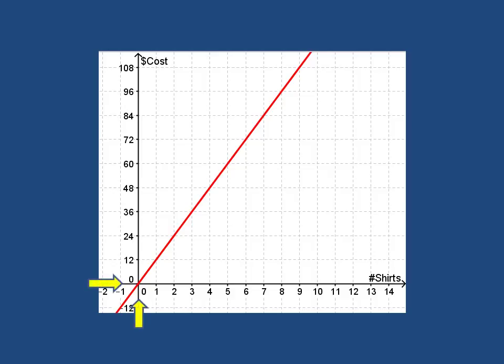If we buy 0 shirts, x equals 0, then of course the cost, y, is also 0. If we buy 5 shirts, the cost is $60. A line through these 2 points gives us a graph showing the cost for any number of shirts. Since the slope never changes, we can extend this line as far as we need to.